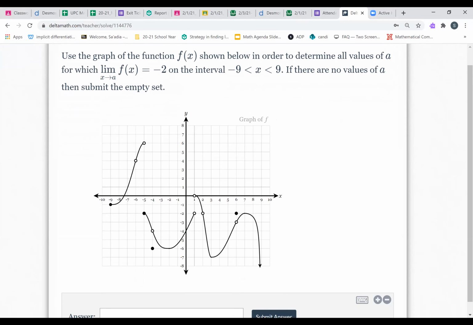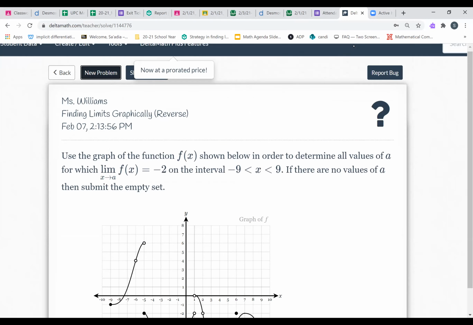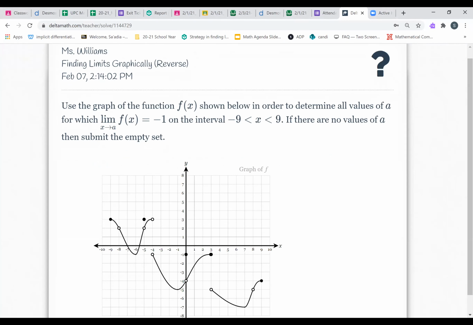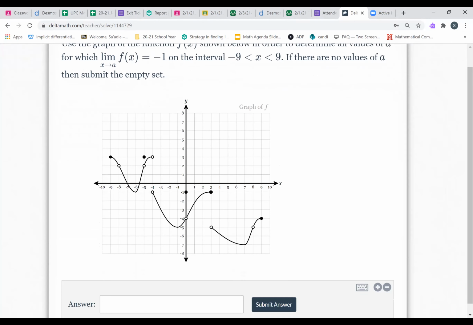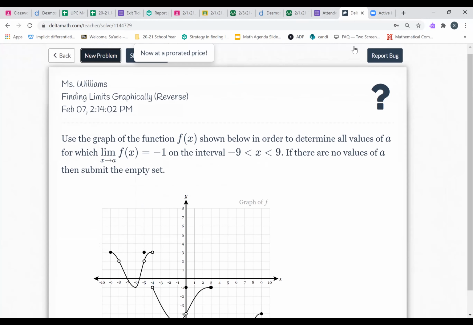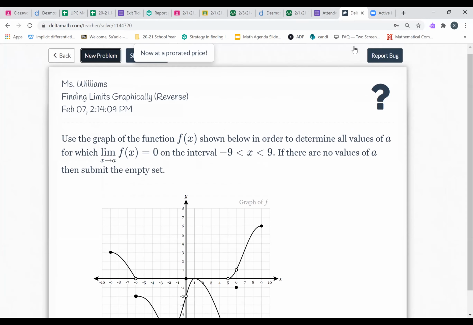This one says same thing. When am I gonna get a new one? Here we go. I want to find a good one.